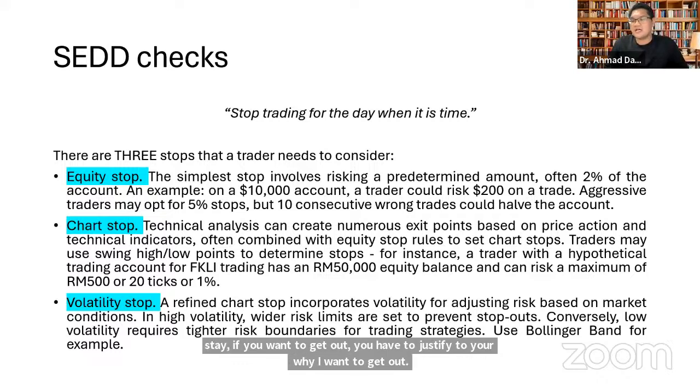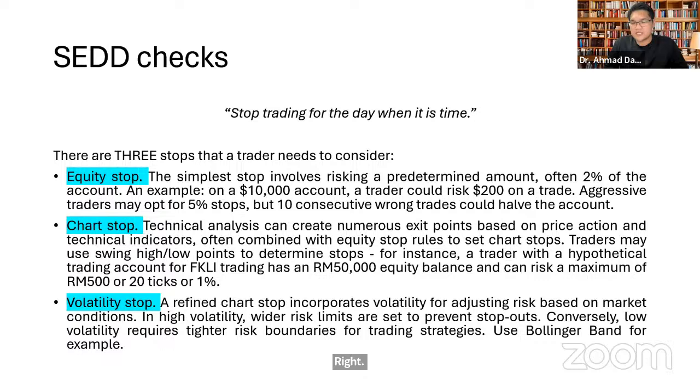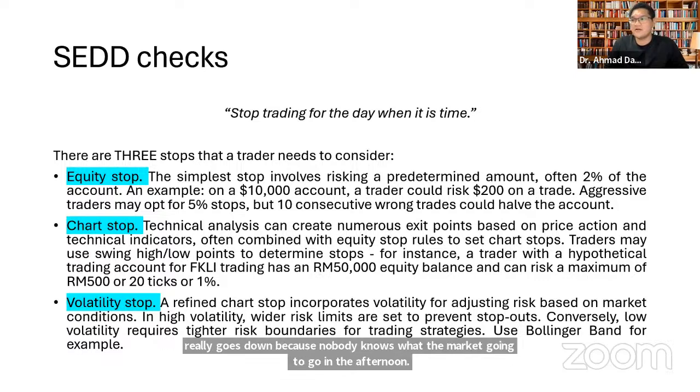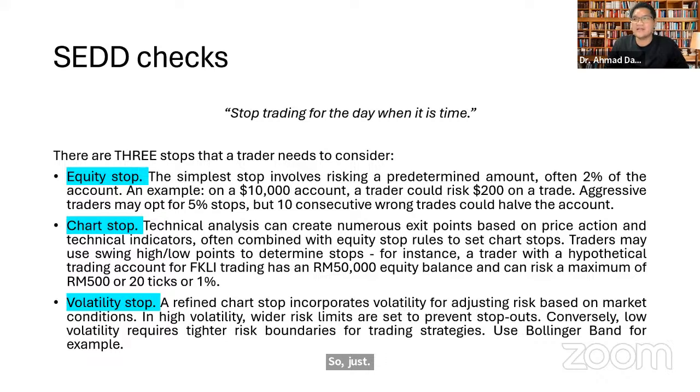It doesn't matter. Let's just say you are shorting, the market goes up, but you already got out in the second session, and the market really goes down. Doesn't matter, because nobody knows where the market is going to go in the afternoon. So just accept that we cannot perfectly predict everything. If there is any way to predict everything perfectly, I would like you to share it with me.